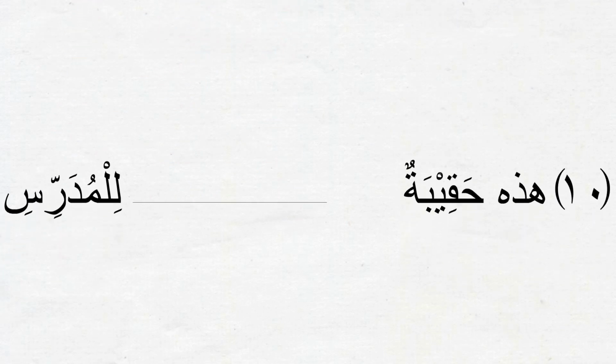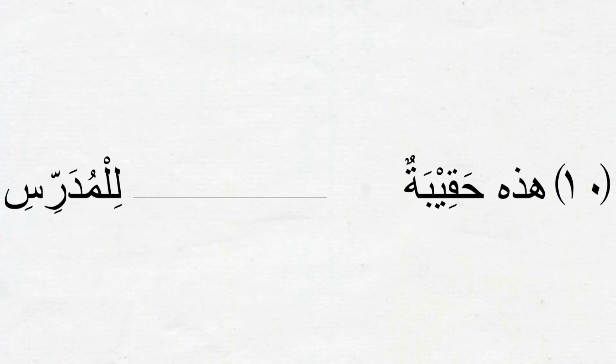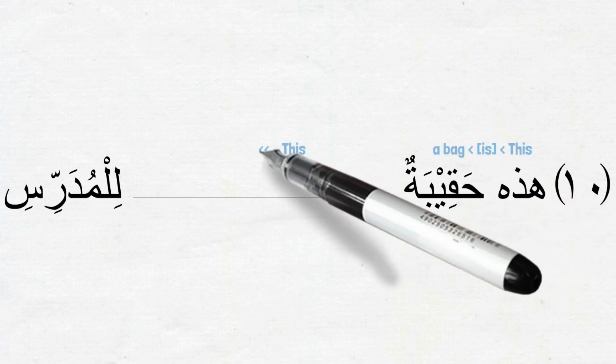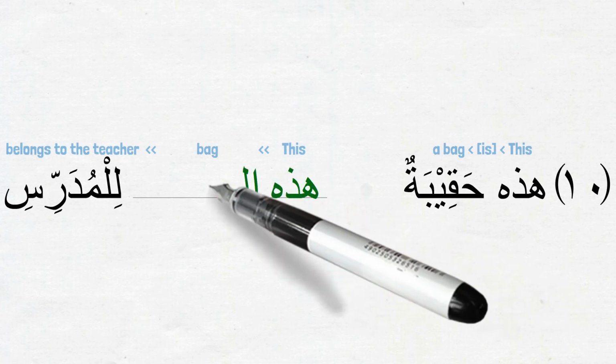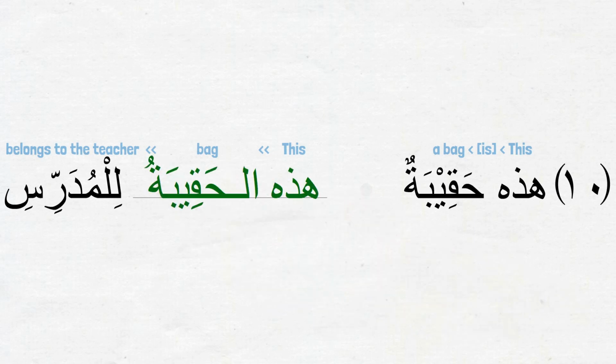And the final part. هذه حقيبة. This is a bag. We are using للمدرس for the khabar of the second sentence. So we should say this bag belongs to the teacher. How do you say it? It should be هذه الحقيبة للمدرس. Here هذه is the mubtada and الحقيبة is the badal and للمدرس is the khabar shibhu jumla.